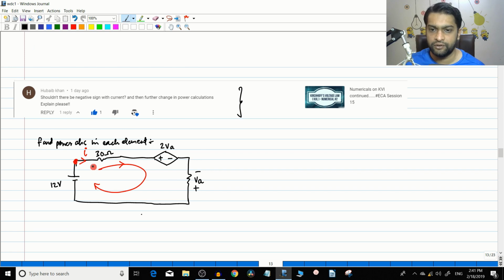If you write the KVL here, you see in the 30 ohm resistor, my movement and the current movement are in the same direction. So plus 30I. From here I am entering a positive terminal of VA, so plus VA. And here you see it is minus. The question itself has given a minus here, so don't go and change that. Here I am entering a negative sign, so minus VA. Then from here I am entering a minus 12 volt. So 30I plus VA minus 12 equal to 0.